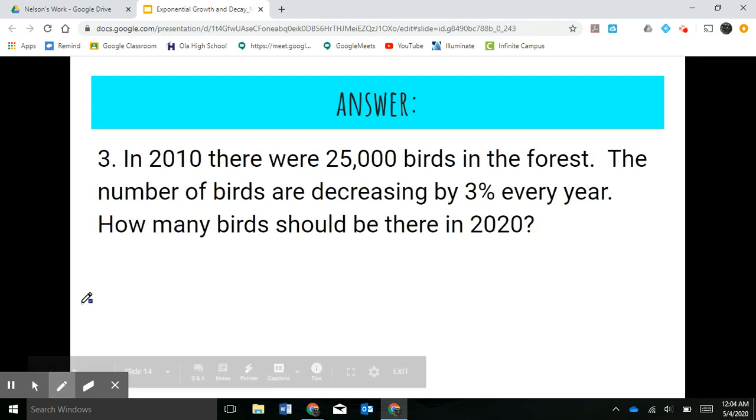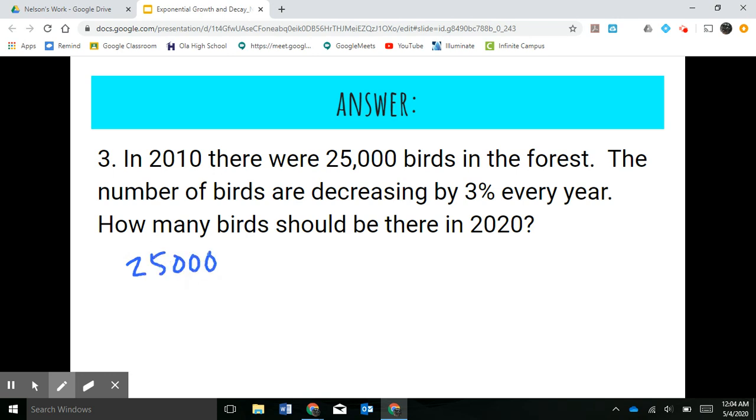So when we do this, again, same thing every time. Initial amount, 25,000. It's a decrease because the birds are decreasing, so it's a decay. 1 minus 3% is a decimal of 0.03. Now again, we never use years, we always use time periods. So in this case, there are 10 years from 2010 to 2020. So we're going to say 10 time periods. 25,000 times the quantity 1 minus 0.03 to the 10th power is 18,435. Again, I rounded down because we're talking about birds.